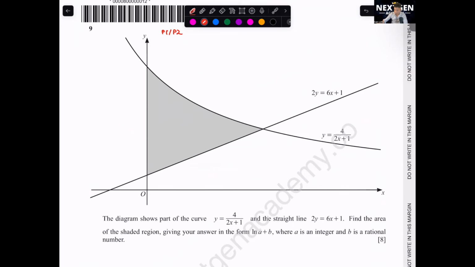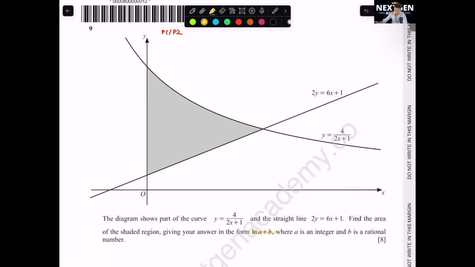The diagram shows part of the curve y equals 4 over 2x plus 1 and the straight line 2y equals 6x plus 1. Find the area of the shaded region. Give your answer in the form a plus ln a plus b, where a is an integer, b is a rational number. Integer and rational number, so this means you can do without calculator.